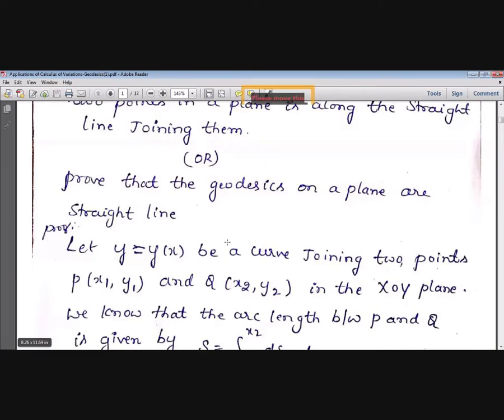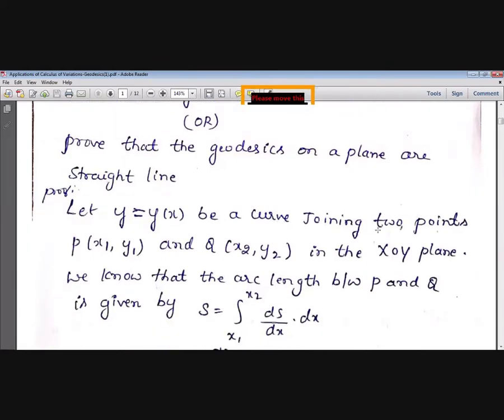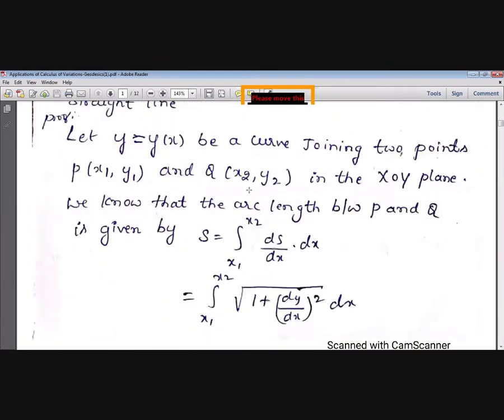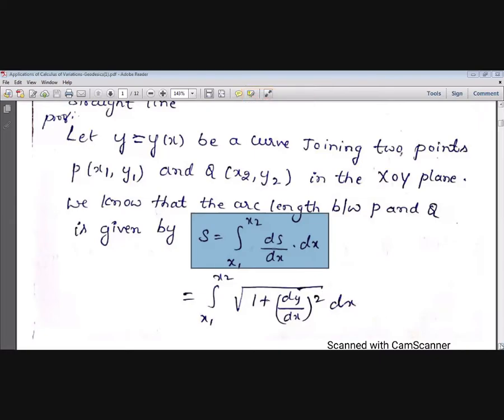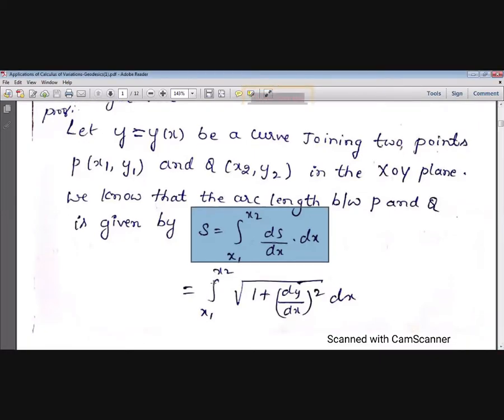First thing we have to do: let y equal to y of x be a curve joining 2 points. Yesterday I drew the diagram and showed you how to find the arc length. This is the formula to find arc length: integration x1 to x2 root of 1 plus dy by dx whole square.